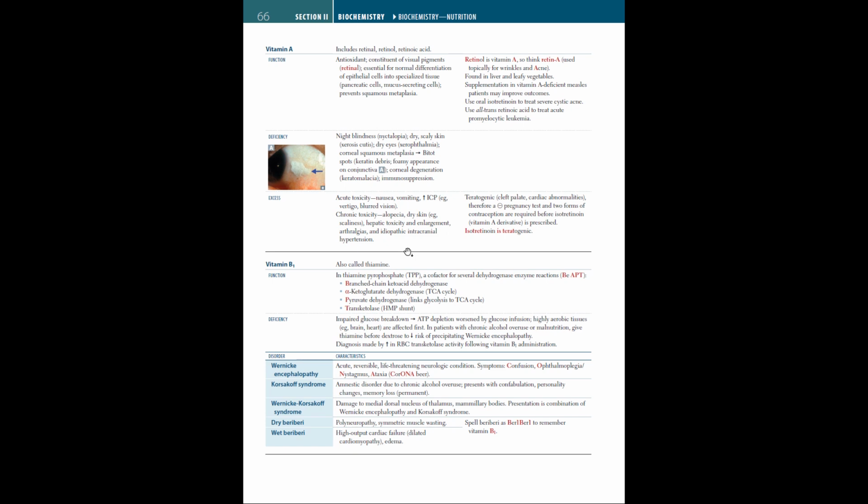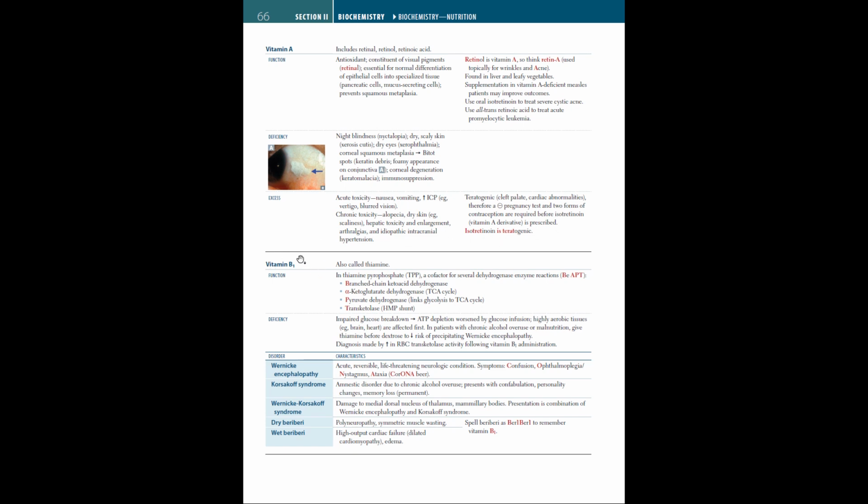Now, retinol is teratogenic, which can lead to cleft palate and cardiac abnormalities in the fetus. Therefore, a negative pregnancy test and 2 forms of contraception are required before isotretinoin or a vitamin A derivative is prescribed. So isotretinoin is teratogenic.